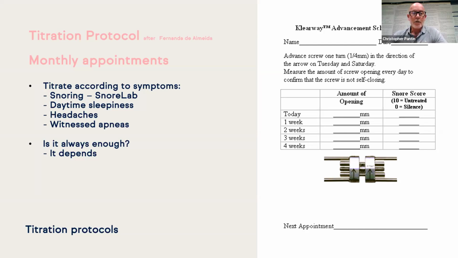She titrates according to symptoms of snoring, and you could use something like SnoreLab. Daytime sleepiness, which is their sleepiness score, recording of headaches, and witnessed apneas by sleeping partners. Is that always enough though? Well, that depends. We've already discussed that in fact we probably need objective and subjective outcome feedback as well to determine the amount of protrusion that's required.